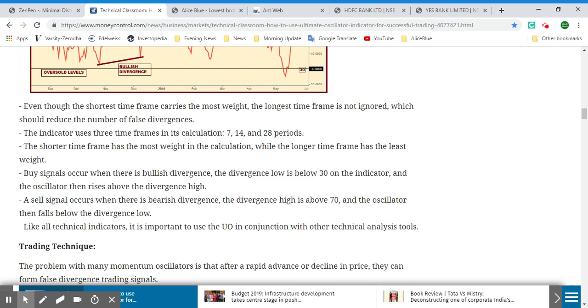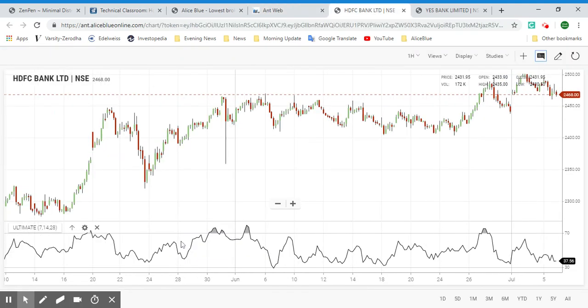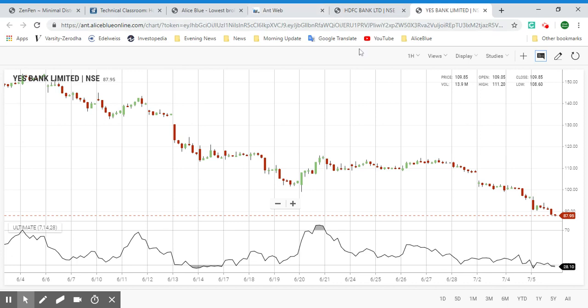Now let's see how we can use this. The buy signal occurs when there's a bullish divergence. The divergence low is below 30 on the indicator, and the oscillator then rises above the divergence high. So the divergence low is 30, so this is a bullish divergence. When it crosses below the level 30 and then rises above the divergence high. Let's look at it here. In this specific chart we have oversold signals. Let's see overbought.